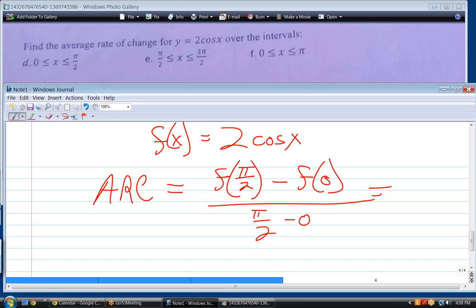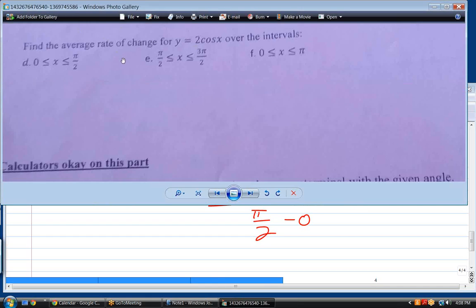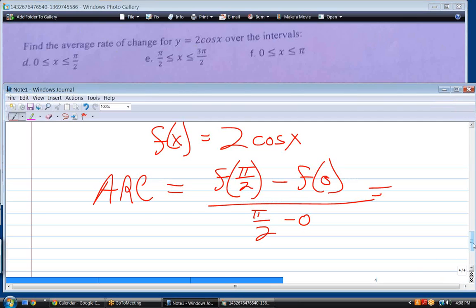I don't remember. Do you have a calculator in front of you? Is this a portion that you're not supposed to use your calculator? Yeah, you're not supposed to use your calculator. What do they allow you on this test? Do they allow you a cheat sheet at all? Nope. So you have to memorize this.